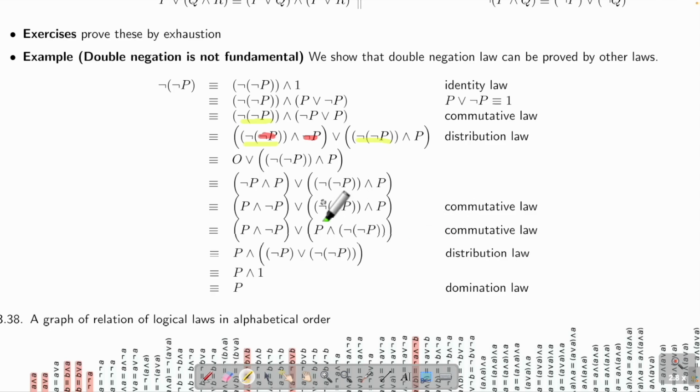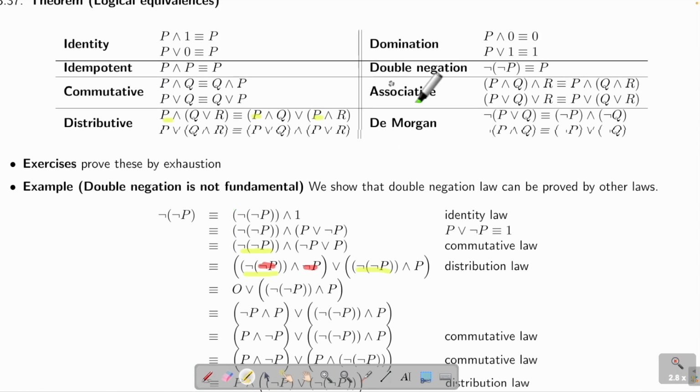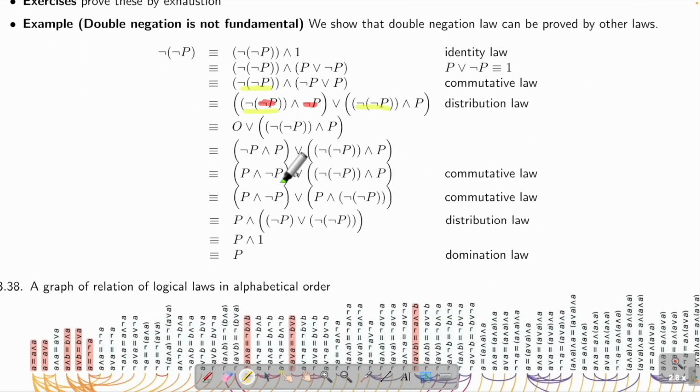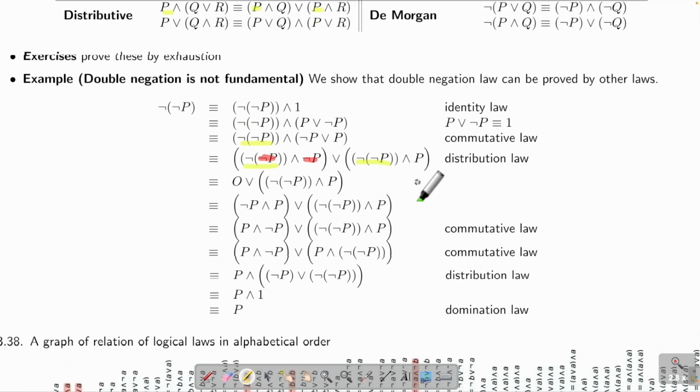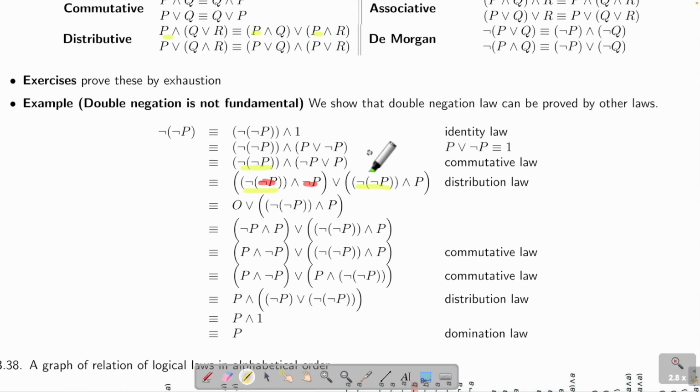So what I have illustrated with you, this line to this line, this line to this line, is basically I'm just recalling this table many, many times. Right? Okay, because of time, I'm not going to tell you the other steps. In the end, you get P. So what does it mean? Not not P equal to P can be proven by identity, definition of OR, commutative law, and distribution law, and that's it. That means the double negative is not the most basic one. It's not an atom. It's a molecule.